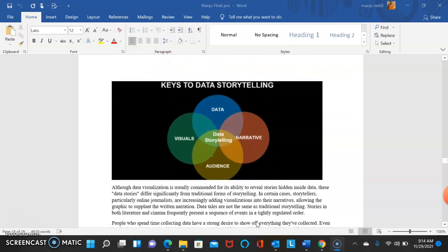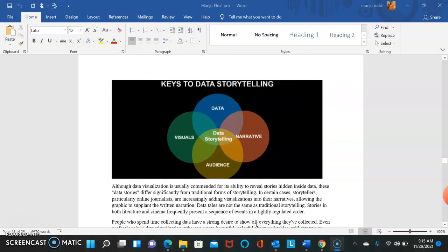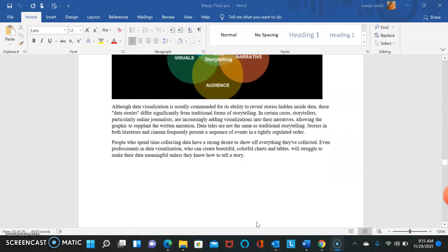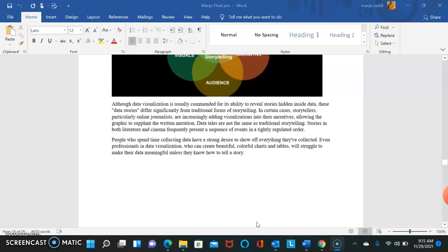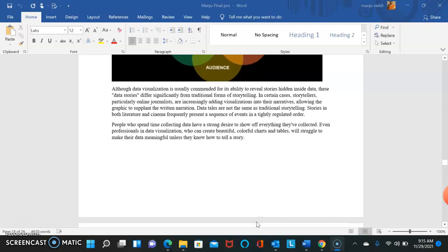Although data visualization is usually commended for its ability to reveal the stories hidden inside data, these data stories differ insightfully from the traditional forms of storytelling in certain cases. People who spend time collecting data have a strong desire to show off everything they have collected. Even professionals in data visualization who can create beautiful, colorful charts and tables will struggle to make their data meaningful unless they know how to tell a story.